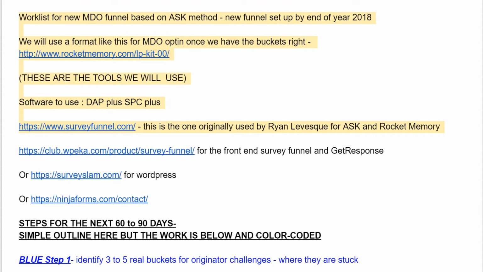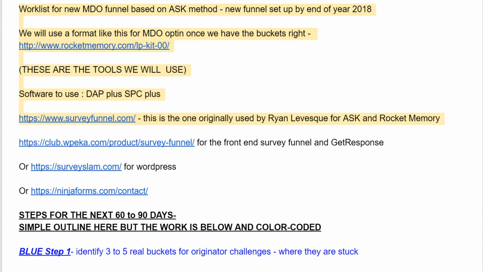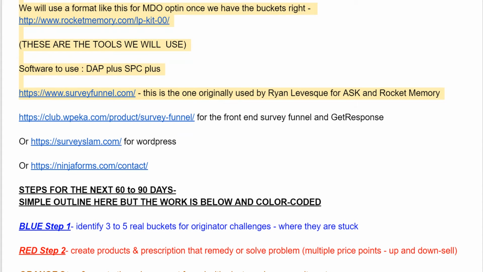So here's the document I sent to you. And if you look at this, basically there's four pieces. Up here are just some of the tools that I found based on Ryan Levesque. He will probably find this very affordable survey funnel plugin, which is really cheap, so we don't have to worry about that so much. But there's 4 steps here.